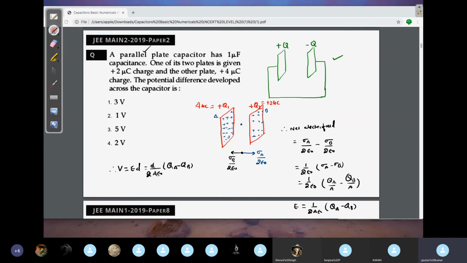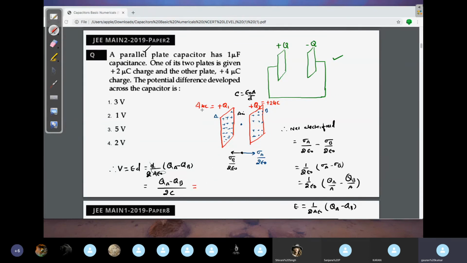If it is vacuum, if you have air in between, the formula for C is always given as epsilon naught A by D. See, epsilon naught A by D is what is available here, right? So this is nothing but 1 by 2C into QA minus QB. So now you can just put the values at the end. It's a very standard result that you should always keep in mind.